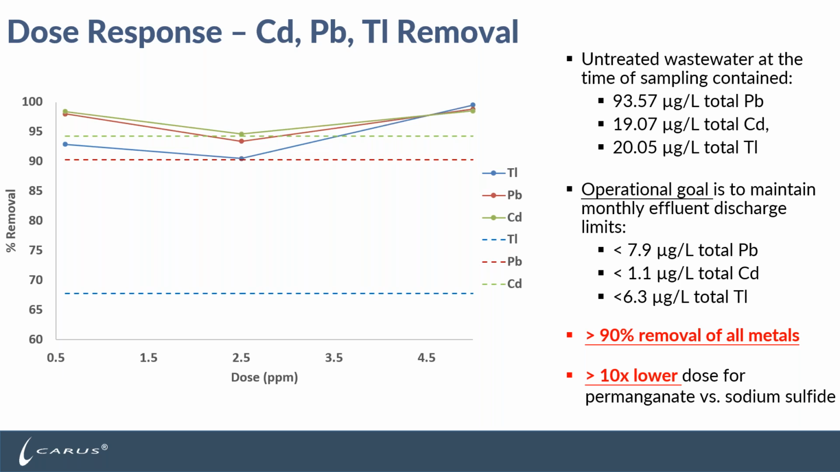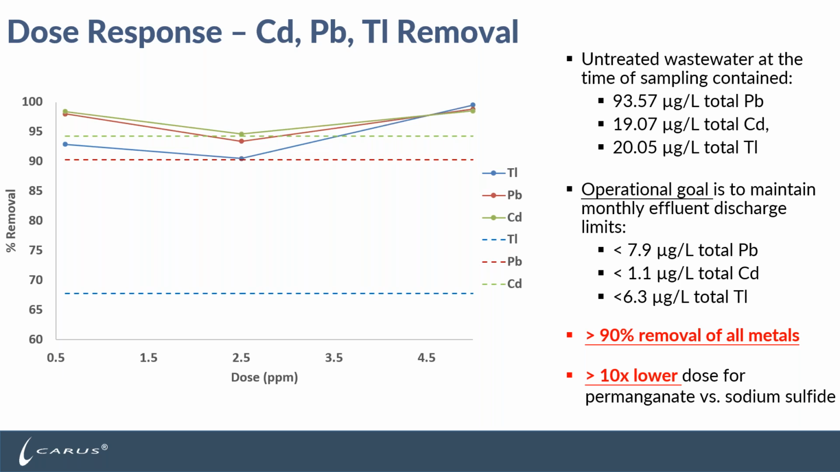The concentrations of each metal at the time of sampling were around 94 parts per billion, or micrograms per litre, total lead, 19 micrograms per litre total cadmium, and 20 micrograms per litre total thallium. The treatment goal for the plant is to maintain monthly effluent discharge below 6.3 micrograms per litre thallium, 1.1 micrograms per litre cadmium, and 7.9 micrograms per litre for lead.